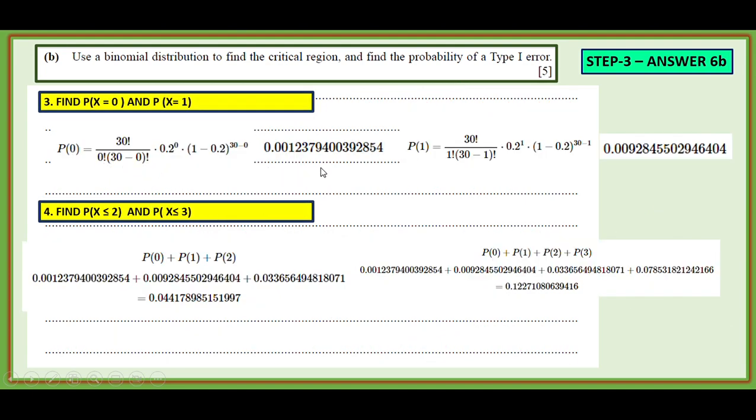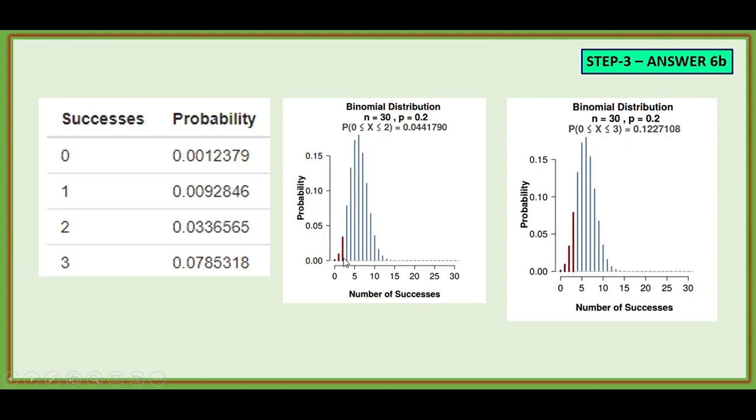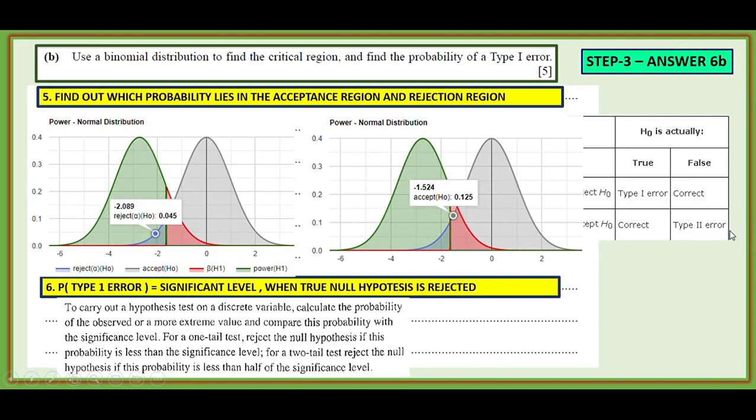So we can see here the probability using the calculator, and these are the diagrams for the binomial distribution. And so we have found the two values, x less than or equal to 2 and x less than or equal to 3. So we understood that the probability of x less than or equal to 2 is 0.0442. Approximately, when you have 0.0442, this is less than 0.05.